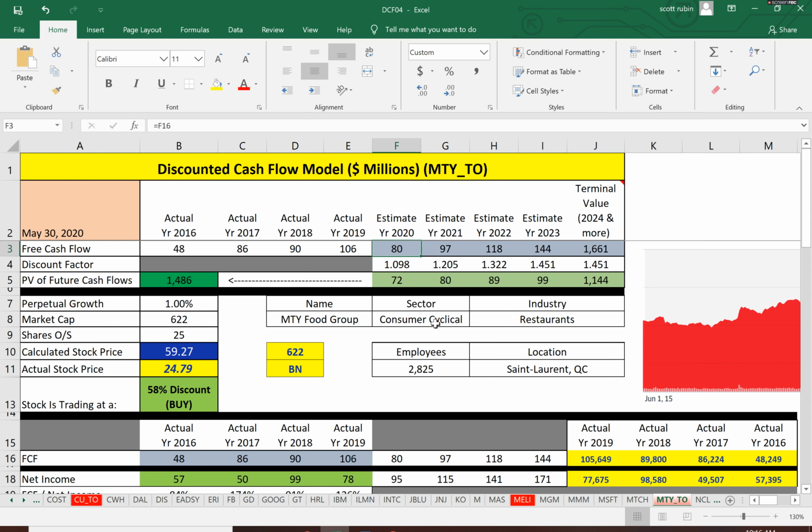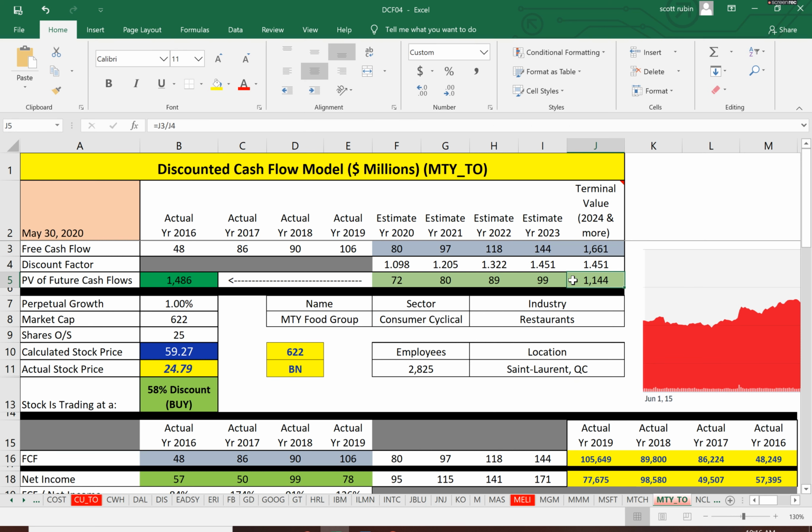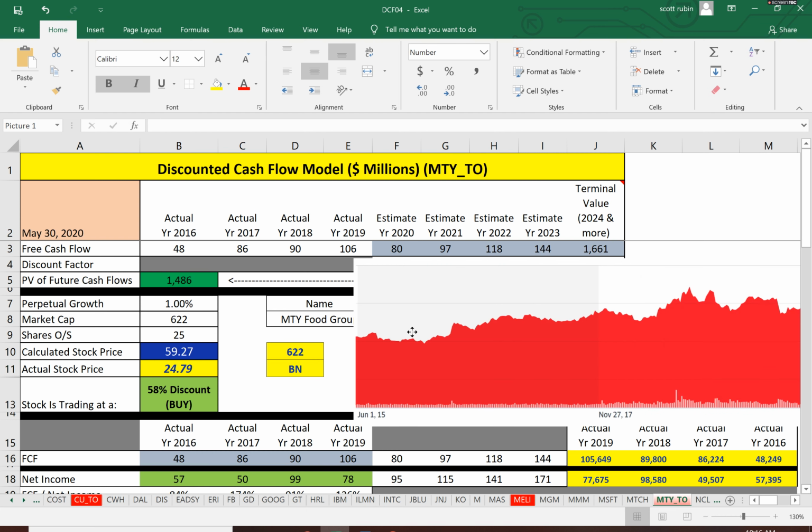So we estimated the future cash flows in the next 4 years. Then we did a terminal value, which is the future after 4 years. And the way we do that is using the Gordon growth model or the dividend discount model. And then we discounted those cash flows back to today's dollars. So we get a value of the company of $1.5 billion. And at 25 million shares, we calculate the stock price at $59, even though it's trading at 25. So we consider this a buy. It's trading at a 58% discount.